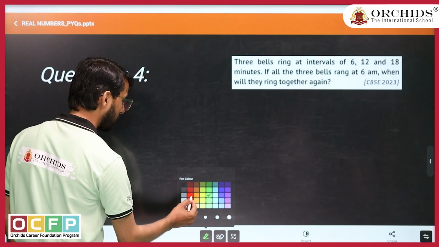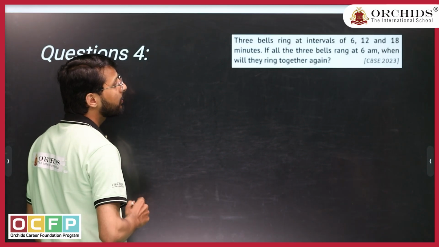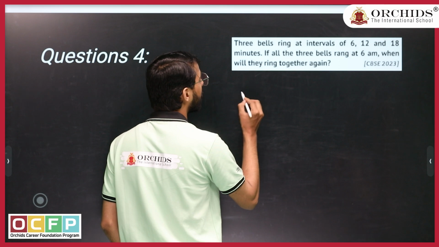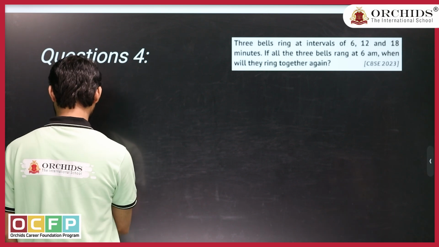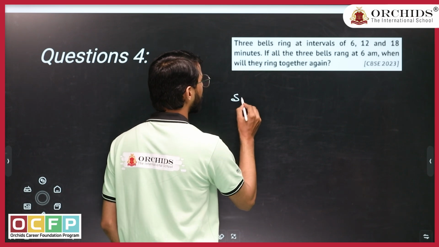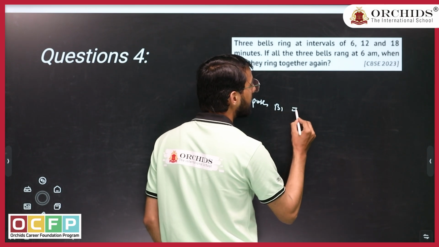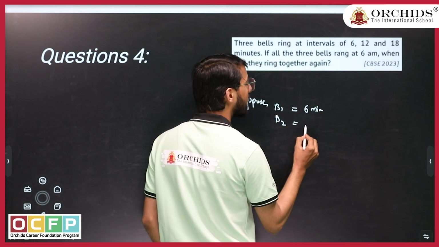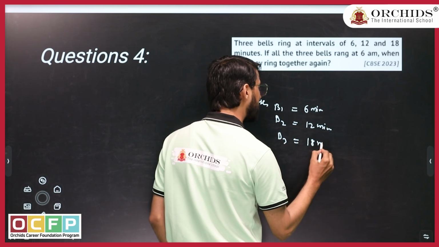Now, let's read this first part. Three bells ring at 6, 12 and 18 minutes. Let us suppose, just one minute guys. Suppose bell 1 is ringing at every 6 minutes. Bell 2 is ringing at every 12 minutes. Bell 3 is ringing at every 18 minutes.